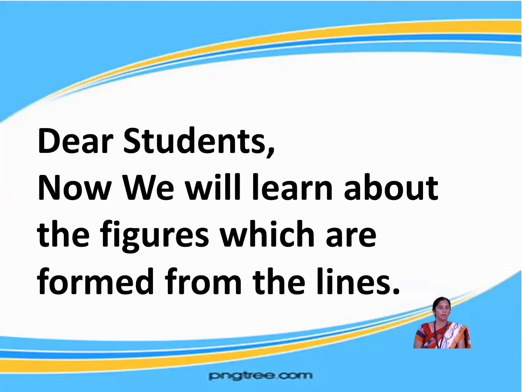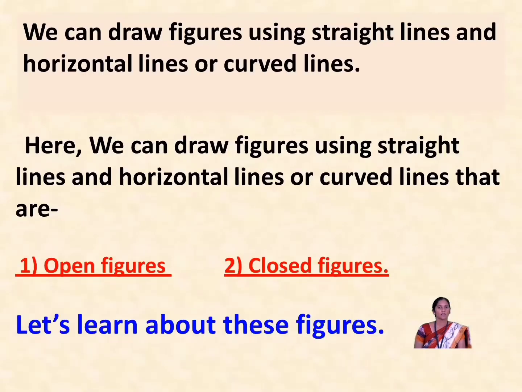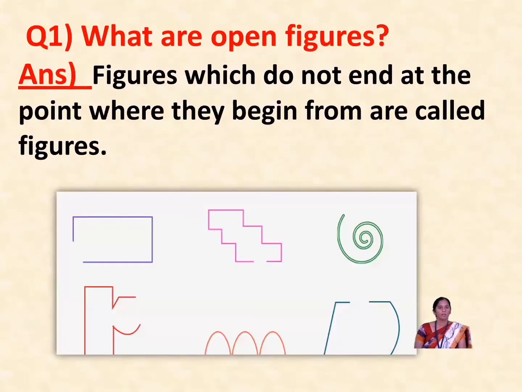Dear students, now we will learn about the figures which are formed from the lines, that are straight lines as well as curved lines. We can draw figures using straight lines or curved lines. These are open figure and closed figure. These are the two types of figures which we can draw by using the lines. Let us learn more about these figures. What are open figures? Here the answer is figures which do not end at the point where they begin from are called open figure. Some pictures are shown here of open figure.